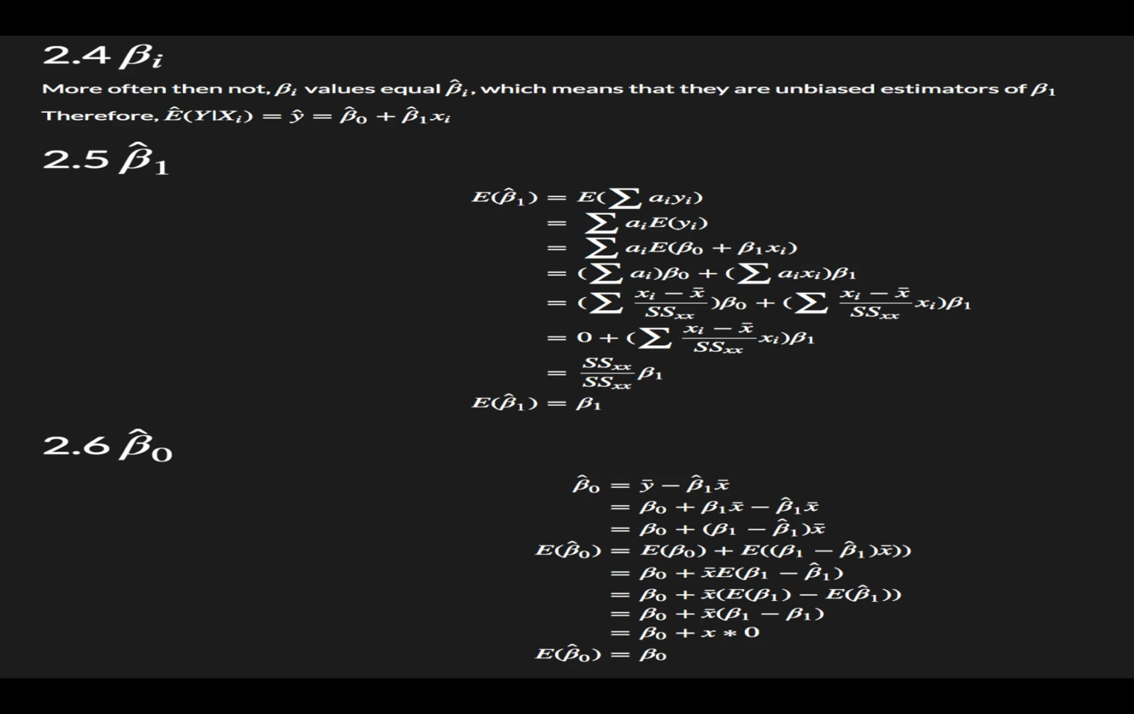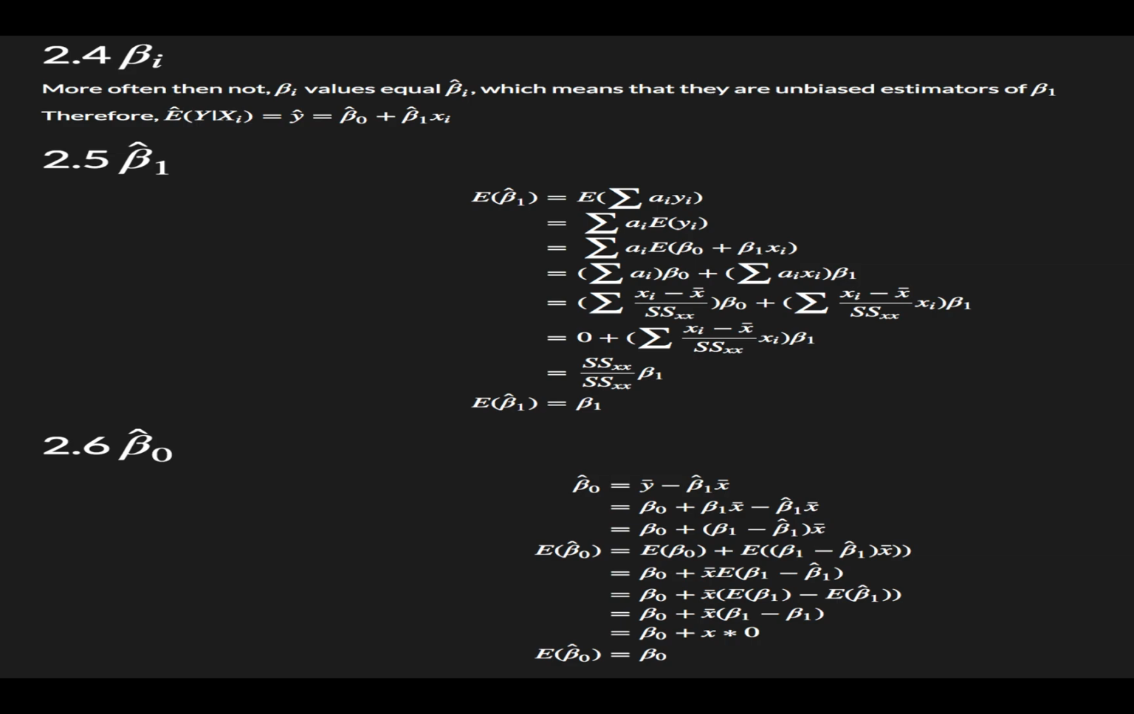Now we're going to go ahead and prove that beta 1 hat and beta naught hat are indeed unbiased estimators of beta 1 and beta naught. First off, with beta 1 hat, we plug in the equations. So the expected value of beta 1 hat is equal to the expected value of the sum of a_i y_i. From there, we use our rules and split things up, and we end up getting that the expected value of beta 1 hat is indeed equal to beta 1, making it an unbiased estimator.